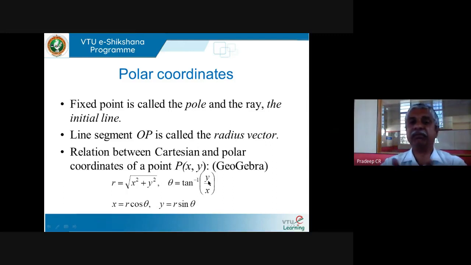So both are equivalent in some sense. Equivalent means knowing one, you can find the other. Knowing r and theta, you can find x and y. Knowing x and y, you can find r and theta. This is the transformation between polar coordinates and Cartesian coordinates. I will stop here for now. I will continue again later.